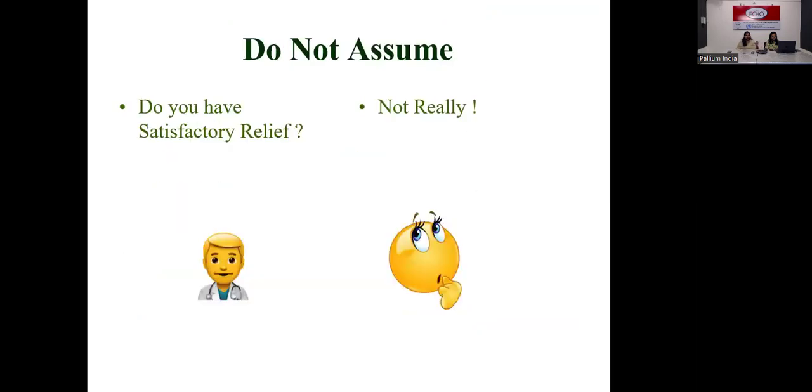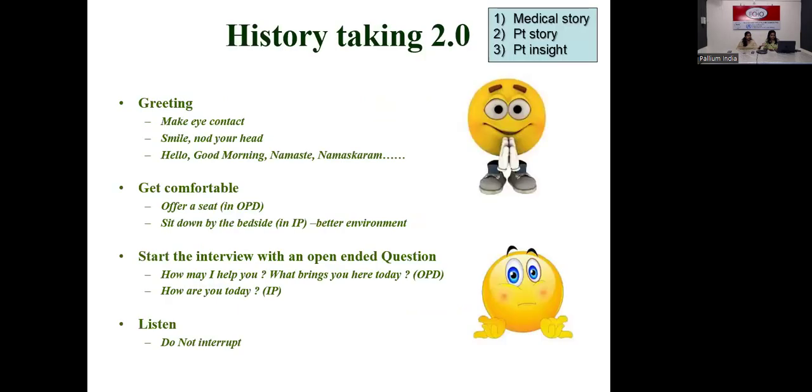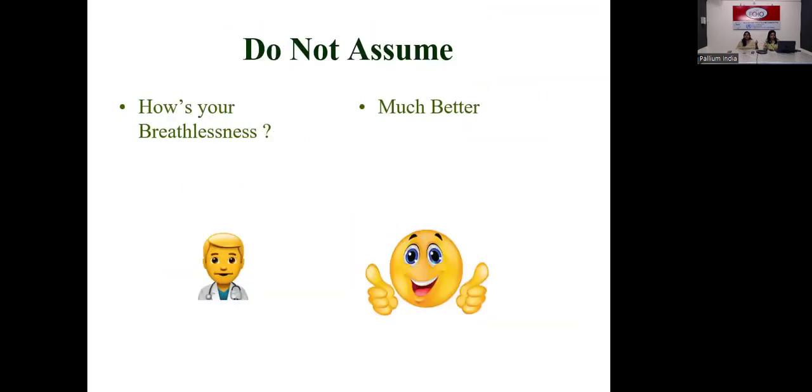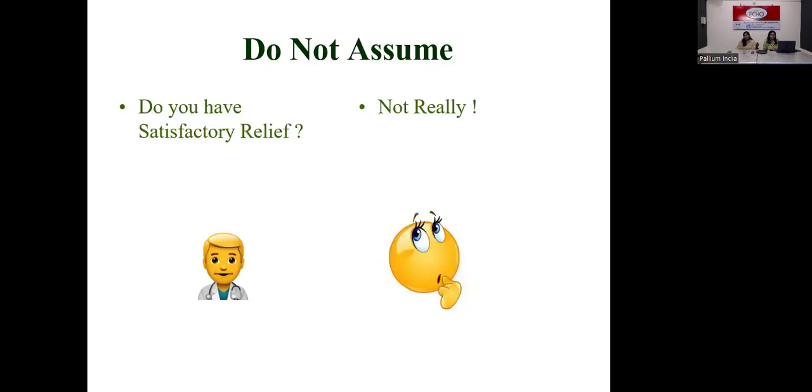So here, do not assume. We tend to ask, do you have satisfactory relief? We have this tendency to assume. How is your breathlessness? Much better. Okay. In the next step, we can ask, do you have satisfactory relief? So we are exploring more.